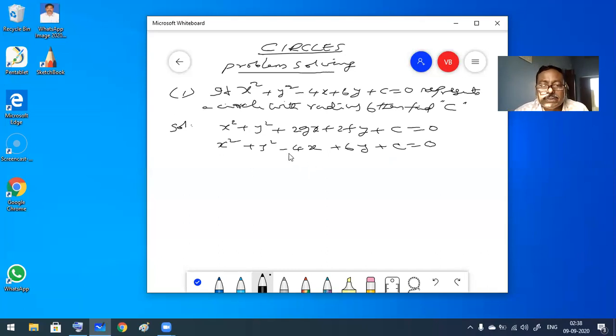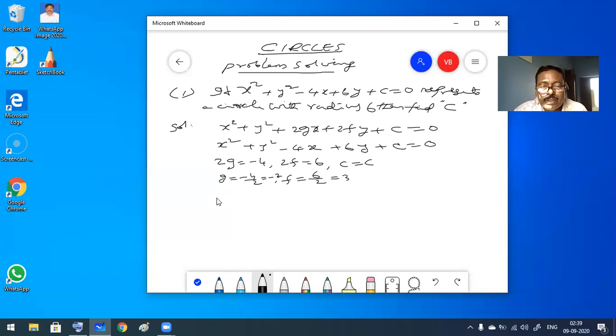So what is the 2g value? 2g is equal to minus 4 and 2f is equal to 6 and c is equal to c. Then g is equal to minus 4 by 2 and f is equal to 6 by 2. So g is equal to minus 2 and f is equal to 3.